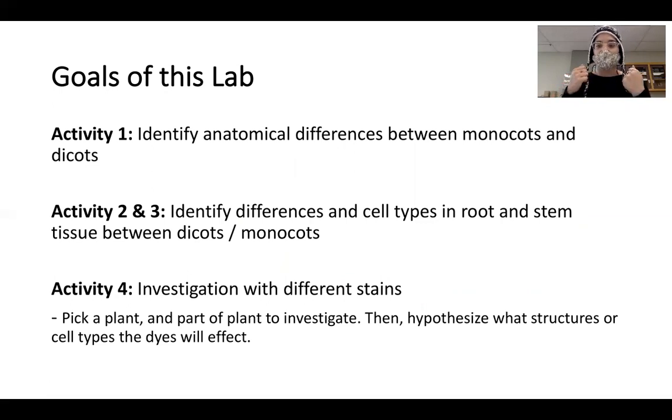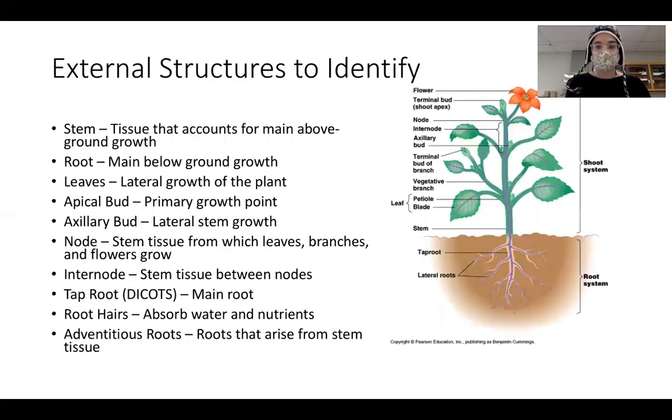So you'll look at your corn and your bean plants, you'll draw them, and you'll label some external structures that we want you to know. These are the external structures that will have you identify. Again, all of this information will be in the lab for you to look at, but it'll be a good idea to look at these external structures and make sure you know what they are, where they are, etc. We'll go through a few of them.